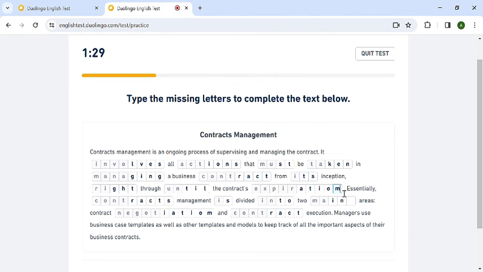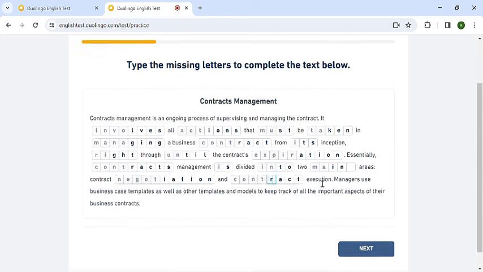So it's important to go through expiration. It's divided into two main areas. Why do I keep pressing N instead of M? Contract. I think we're done here. Let's move on.